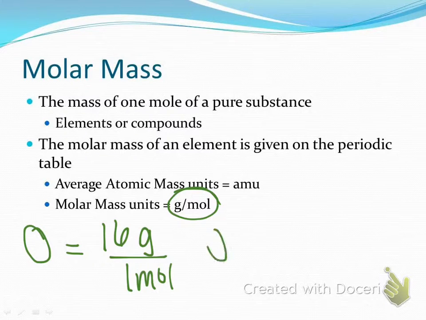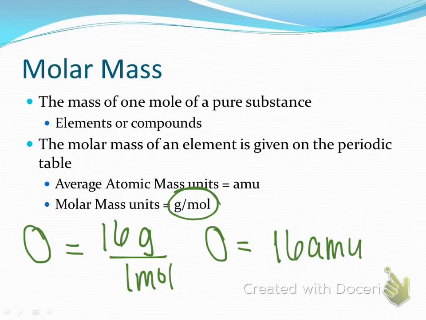In the same way, oxygen has an average atomic mass of 16 AMU. Okay, so do we understand that the numbers are the same? The units are just different depending on which we're looking at. Average atomic mass is telling us the number of protons plus the number of neutrons. It's telling us mass on a singular atomic level.